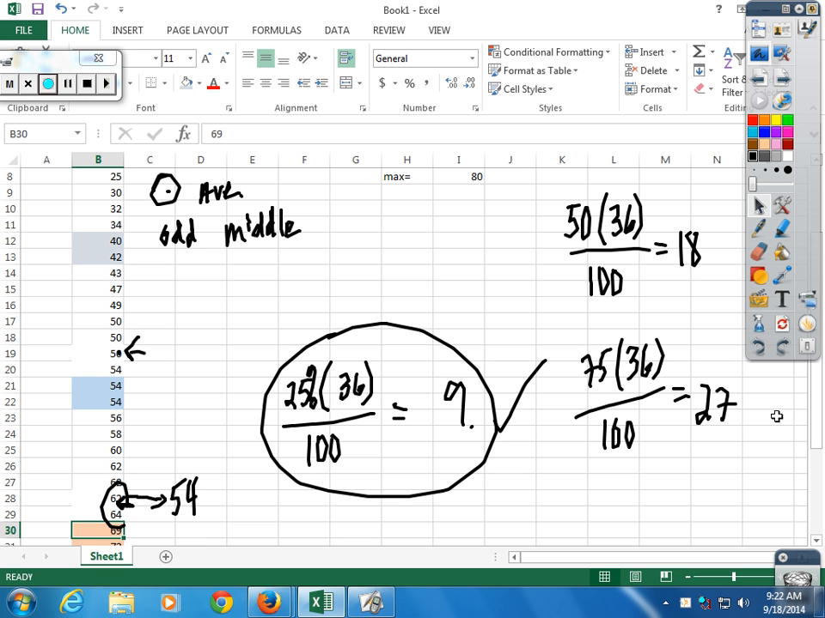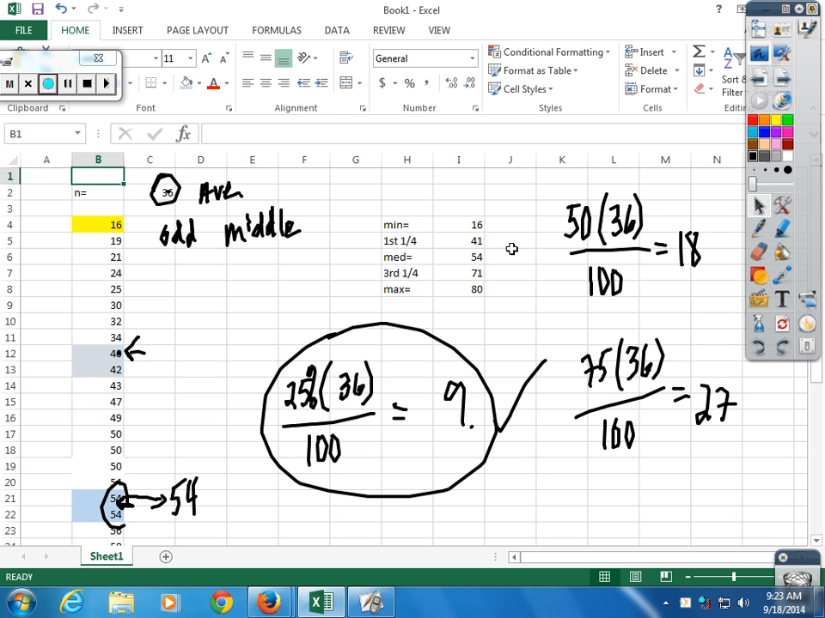And mine was, what did I have? I had 71, so mine's a little bit off there. Oh, didn't I raise up? I think I rounded up on that one. I'm not sure. Okay, 69. So 69 is our other quartile.